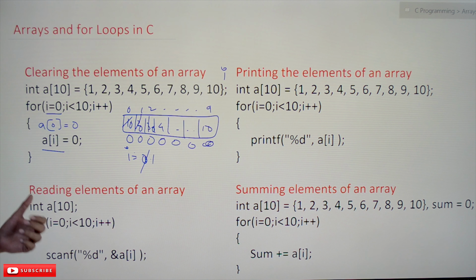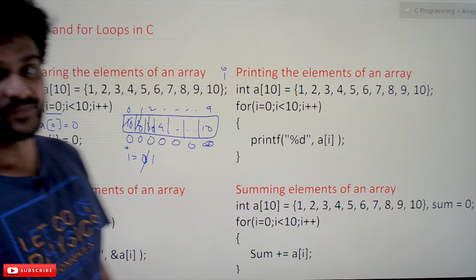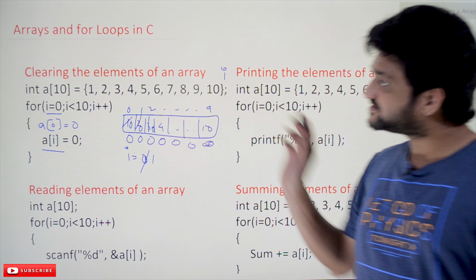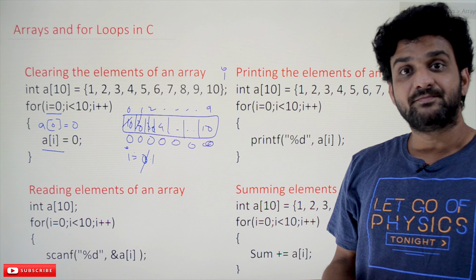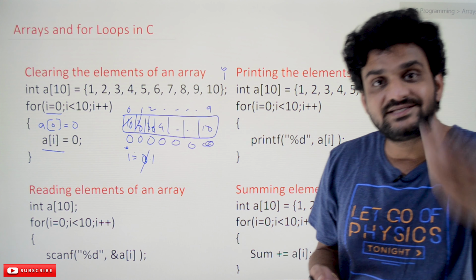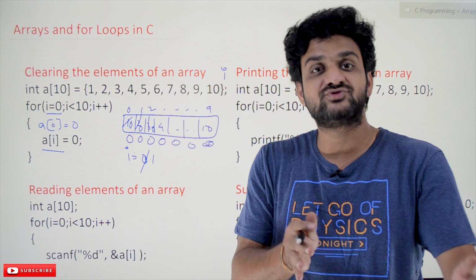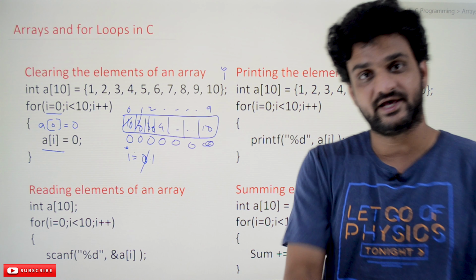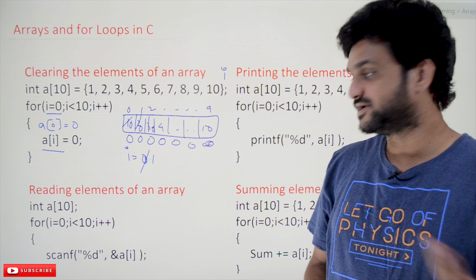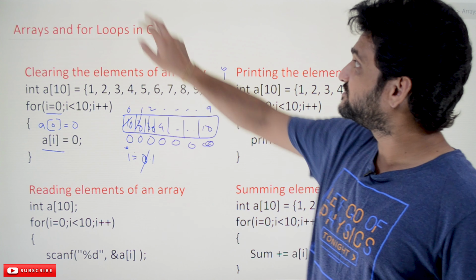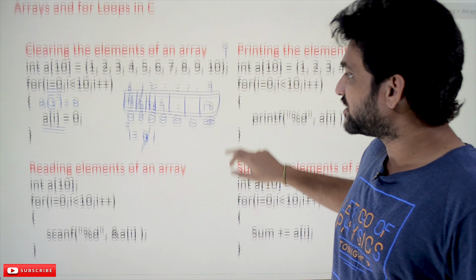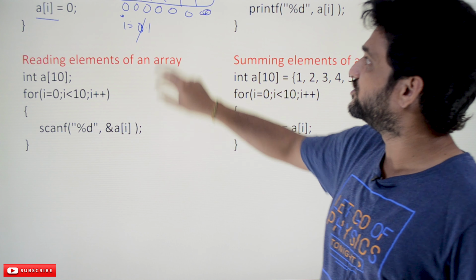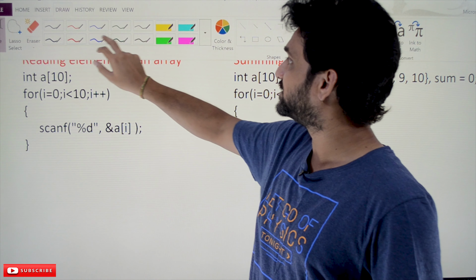The next one is reading the elements of an array. Here we initialized the elements in the declaration part itself, but we want to give the user access to give the values of the elements of the array. How can it be done? It can be done by scanning the elements, using the scanf statement. But how can this be used? By using a for loop. So let's try to understand.